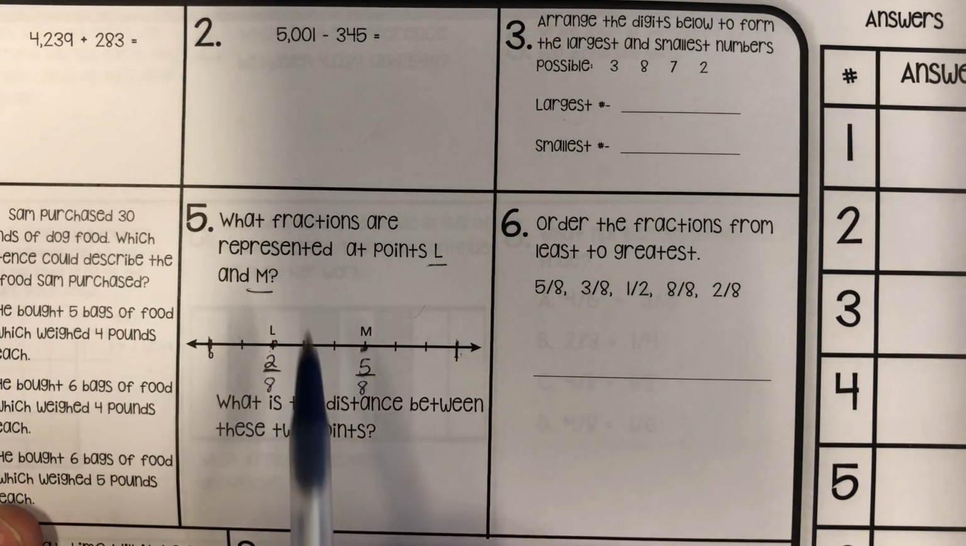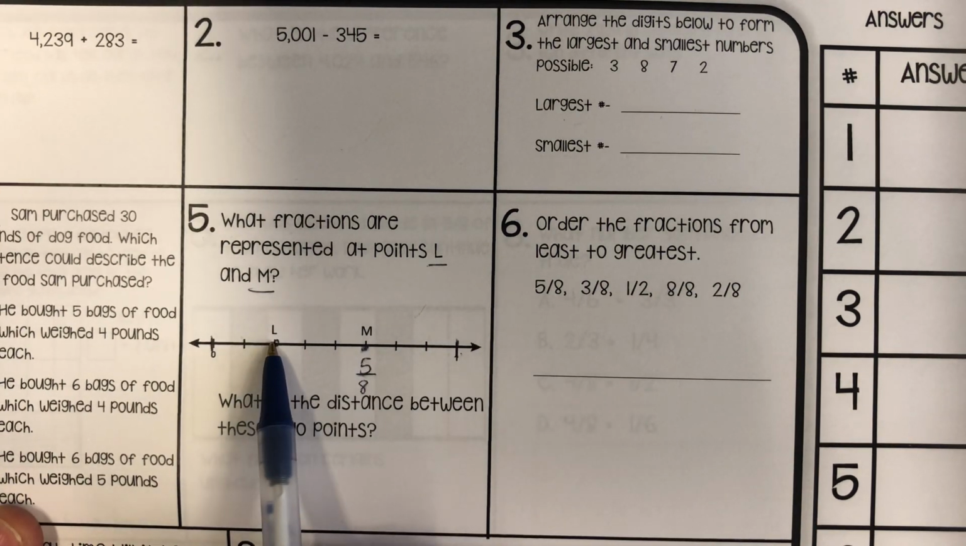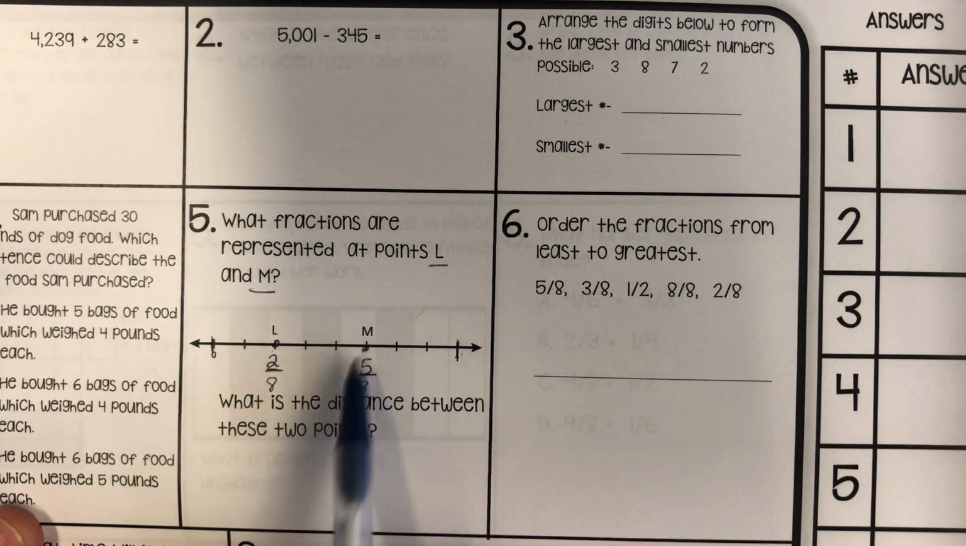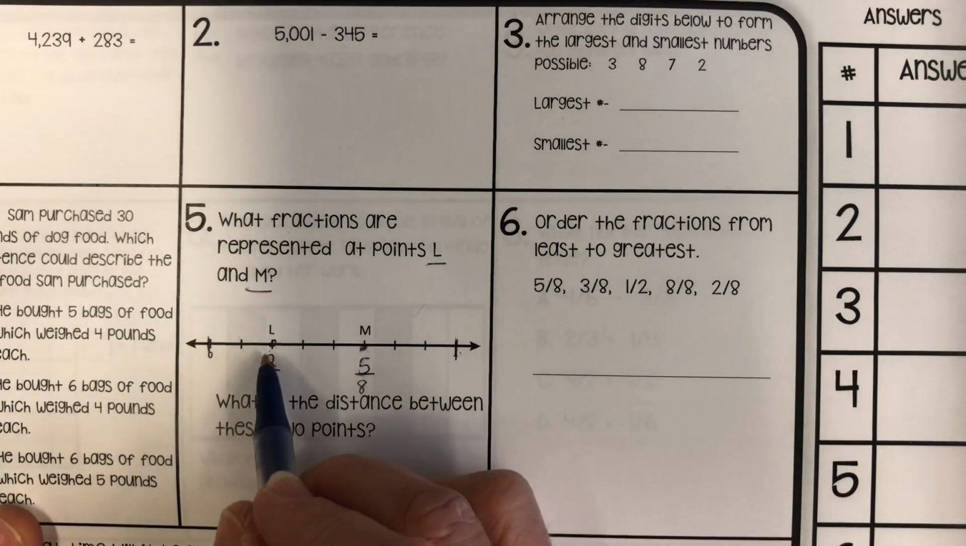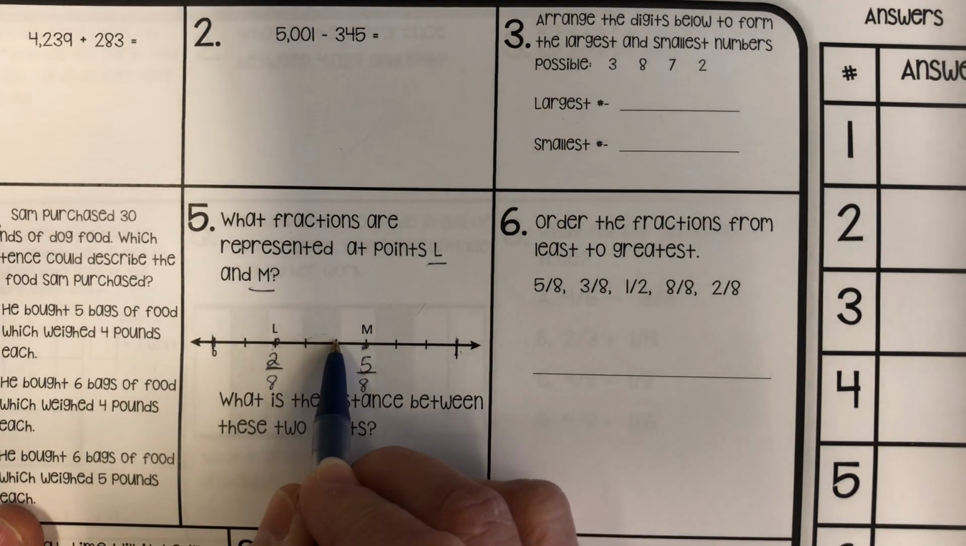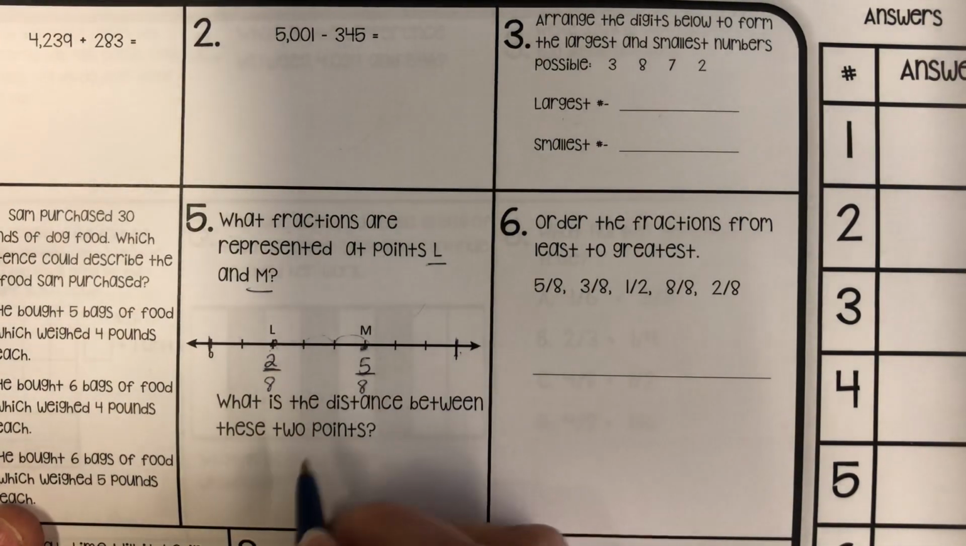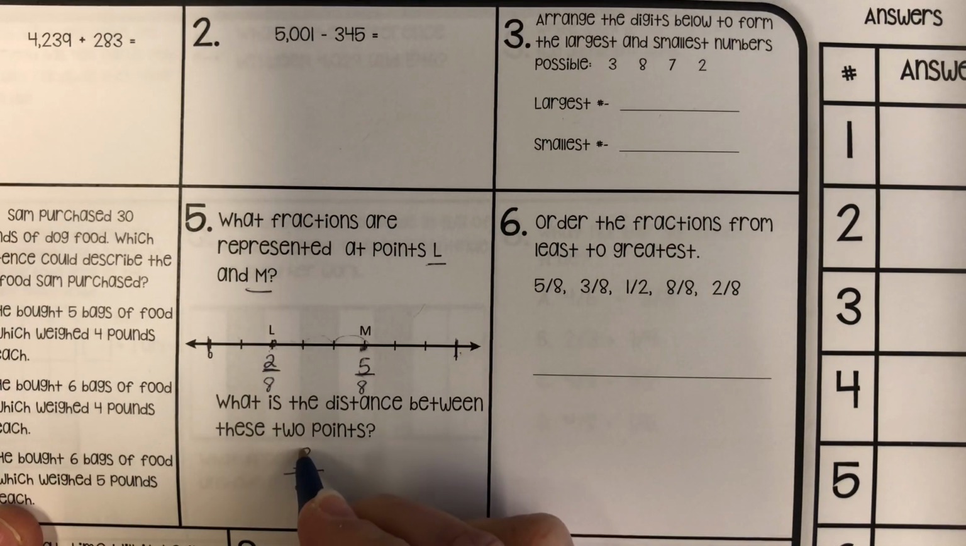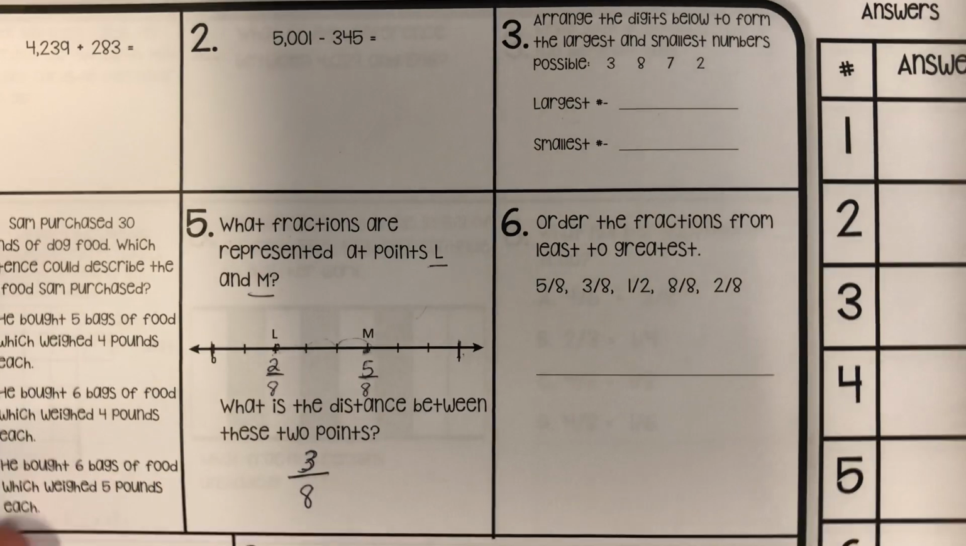What is the distance between these points? That means how many 8s are in between L and M. So you have 1, 2, 3. It should be 1 8, 2 8s, 3 8s. So the distance between those is 3 8s, okay? And that's tricky. We haven't learned that yet, so we're just working on that one together, okay?